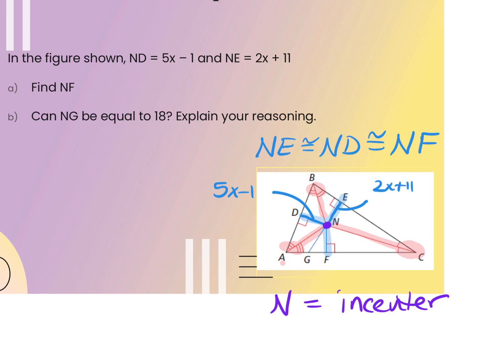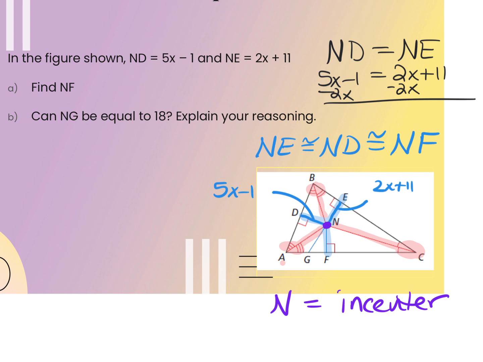So in order to find NF, which is equal to NE and ND, since they gave me NE and ND, I'm going to set those two expressions equal to each other. So ND is equal to NE. ND is 5x minus 1. NE is 2x plus 11. Subtract 2x: 3x minus 1 equals 11. Add 1: 3x equals 12. Divide by 3, and x equals 4.